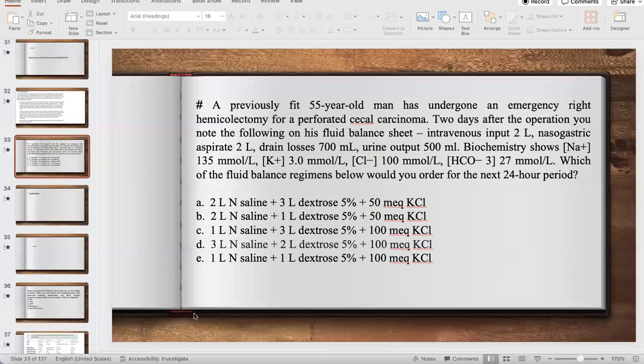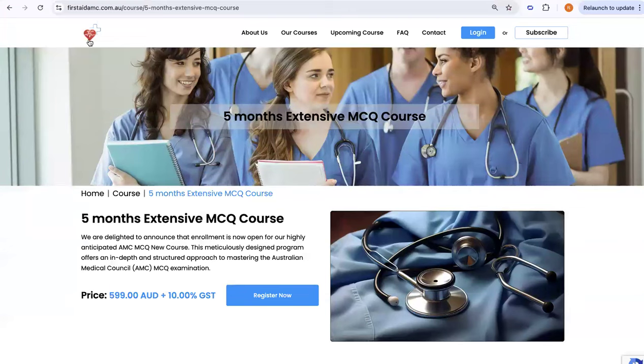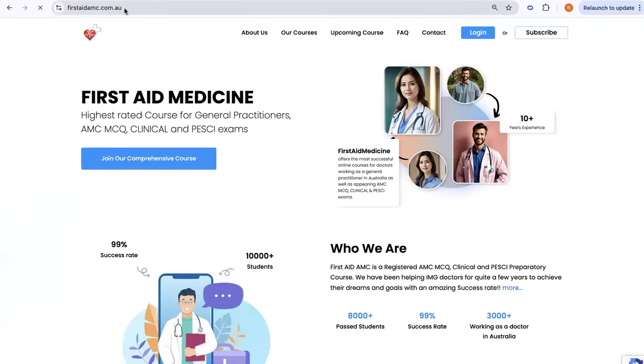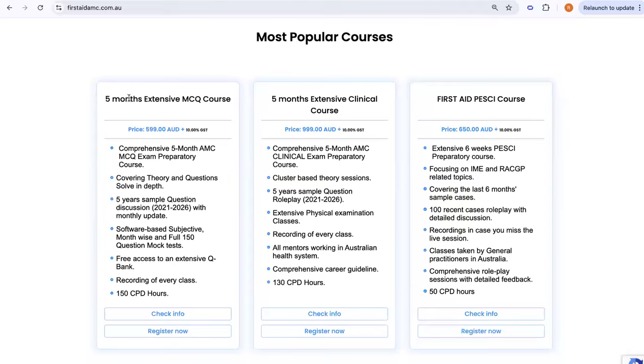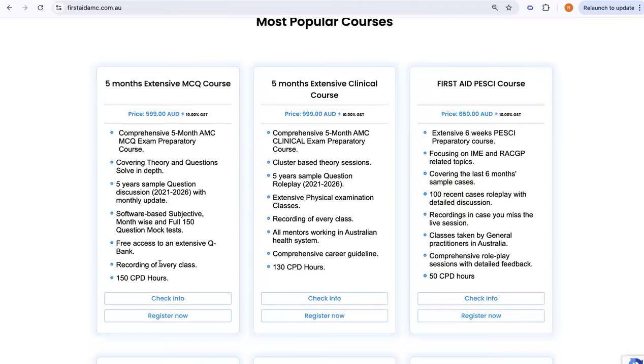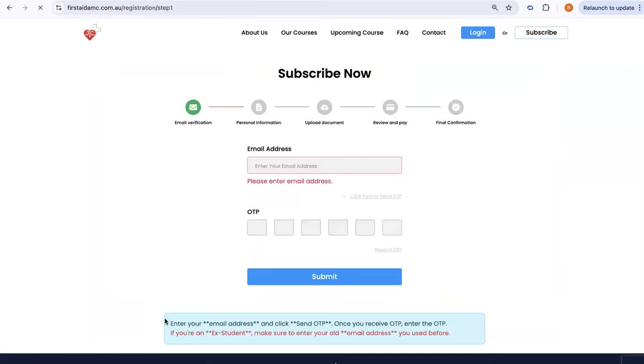And how you get access to the portal. So you go to register now. You go to our website, firstaidamc.com.au, then this page will open and you go to the courses, 5 months MCQ course, click register now if you want to register. Once you click register now, it will take you to this.